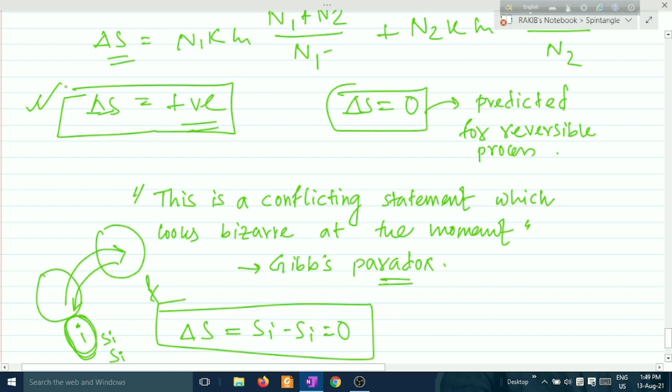In the very next video, we will be discussing the removing of Gibbs paradox, and finally we will do some standard problems related to microcanonical ensemble, and that will be our last lecture.